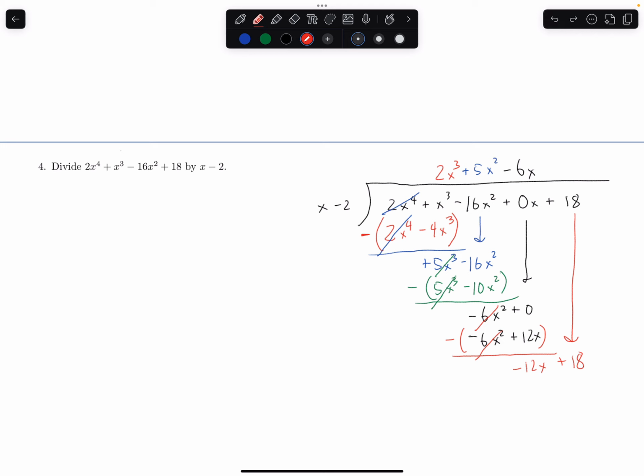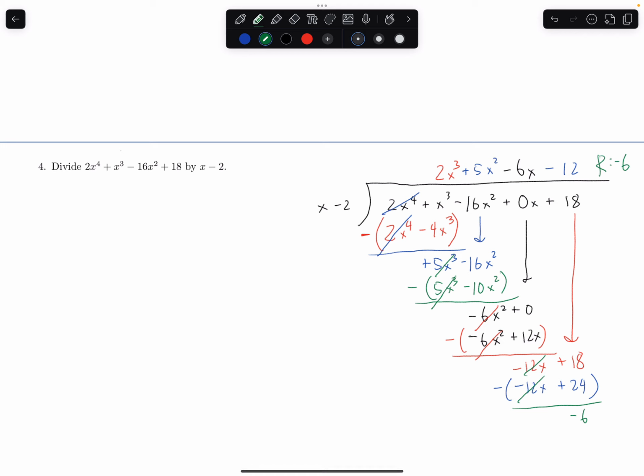And this time, the answer is just a number. The number is negative 12. So I take negative 12 times x, which is negative 12x. Negative 12 times negative 2 is positive 24. And remember, I'm subtracting that whole result. Negative 12x minus negative 12x is going to cancel out. I've got 18 minus 24 now, which is negative 6. And that is the last thing. x cannot go into 6, so the remainder is negative 6.